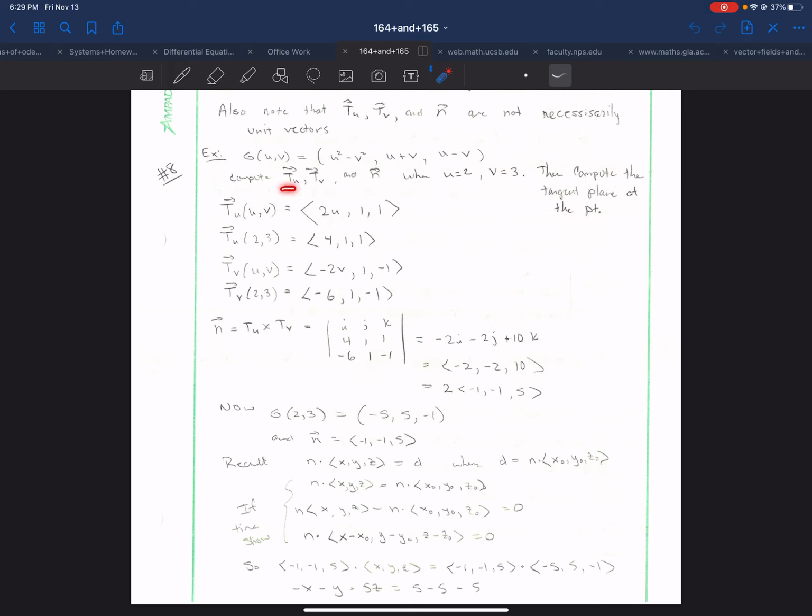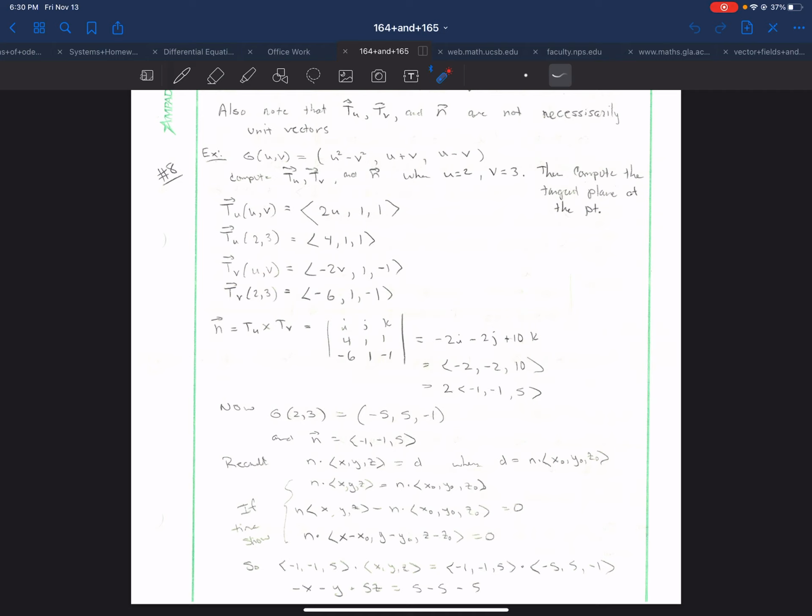All right, well, t sub u, I need the u derivative here. That's 2u, so there's that. The u derivative here is 1, and the u derivative here is 1. If I plug in u is 2 and v is 3, well, it only matters that u is 2, and 2 times 2 is 4. So I wind up with that vector. The u being 2 will not change those two slots. So that is my t sub u vector.